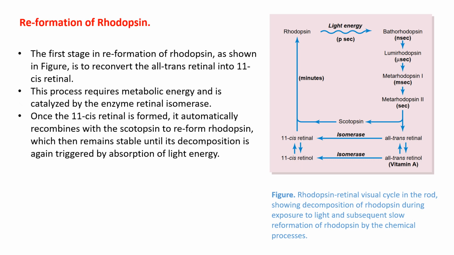Reformation of rhodopsin. The first stage in reformation of rhodopsin, as shown in the figure, is to reconvert the all-trans retinal into 11-cis retinal. This process requires metabolic energy and is catalyzed by the enzyme retinal isomerase. Once the 11-cis retinal is formed, it automatically recombines with the scotopsin to reform rhodopsin, which then remains stable until its decomposition is again triggered by absorption of light energy.